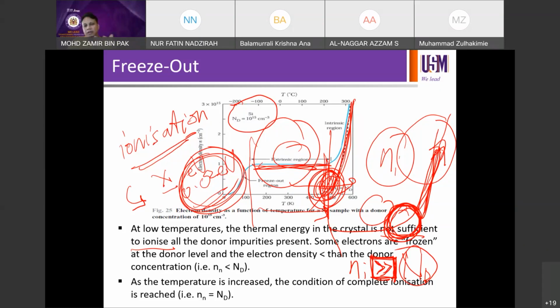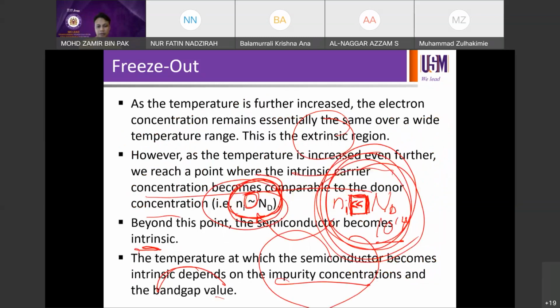If your Nd or Na is lower, then it's a lot easier for you to overcome, isn't it? So you might need lower temperature to overcome your Nd or Na to get to the intrinsic region. But if your Nd or Na is way higher, say 10 to the 18, 10 to the 19, of course a higher temperature is required for it to overcome. In this curve, we're talking about 10 to the 15 only, which is not too high, not too low. If you're talking about Nd of 10 to the 18, you might need higher temperature to see that inflection point and get into the intrinsic region. And that's what it means by impurity concentration dependent, and also band gap.